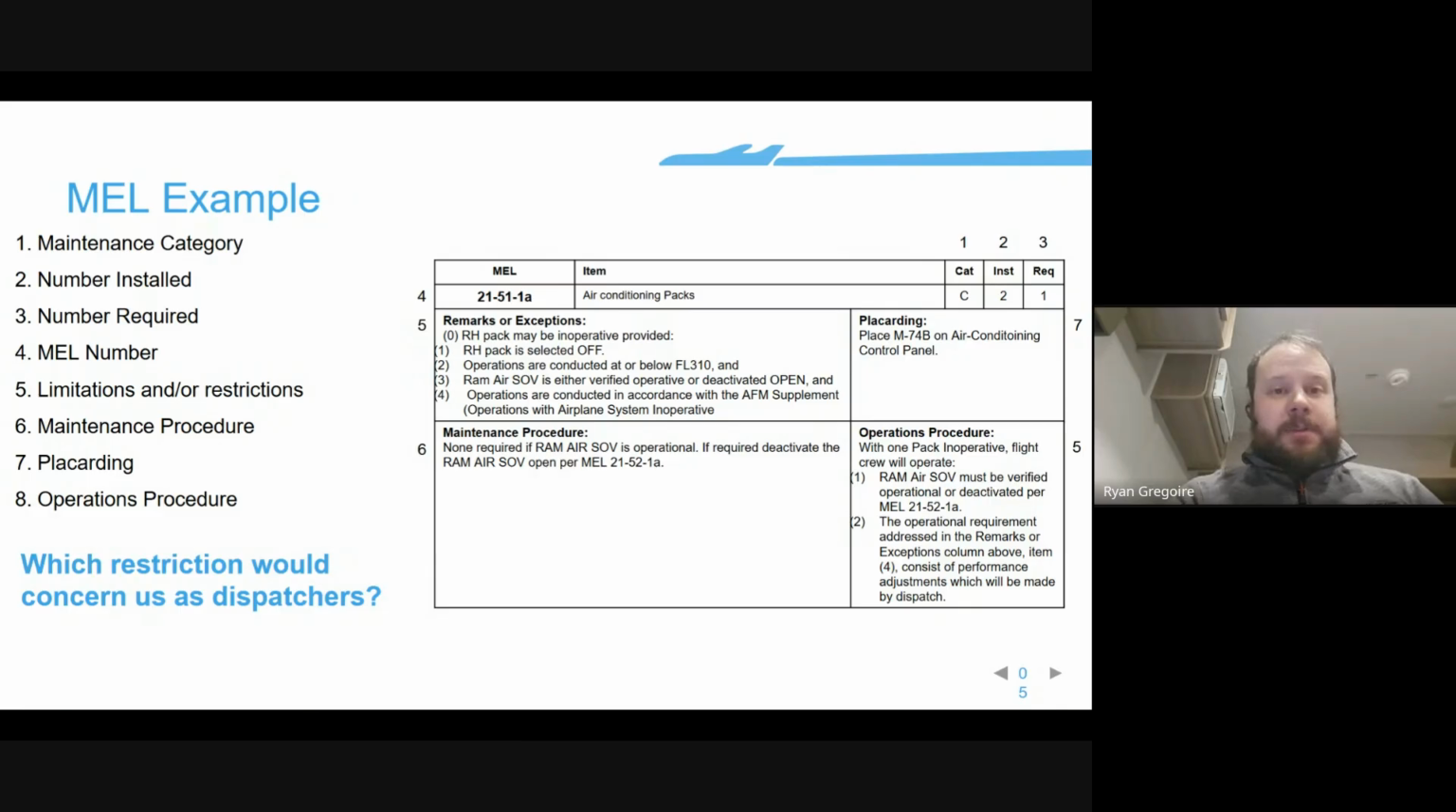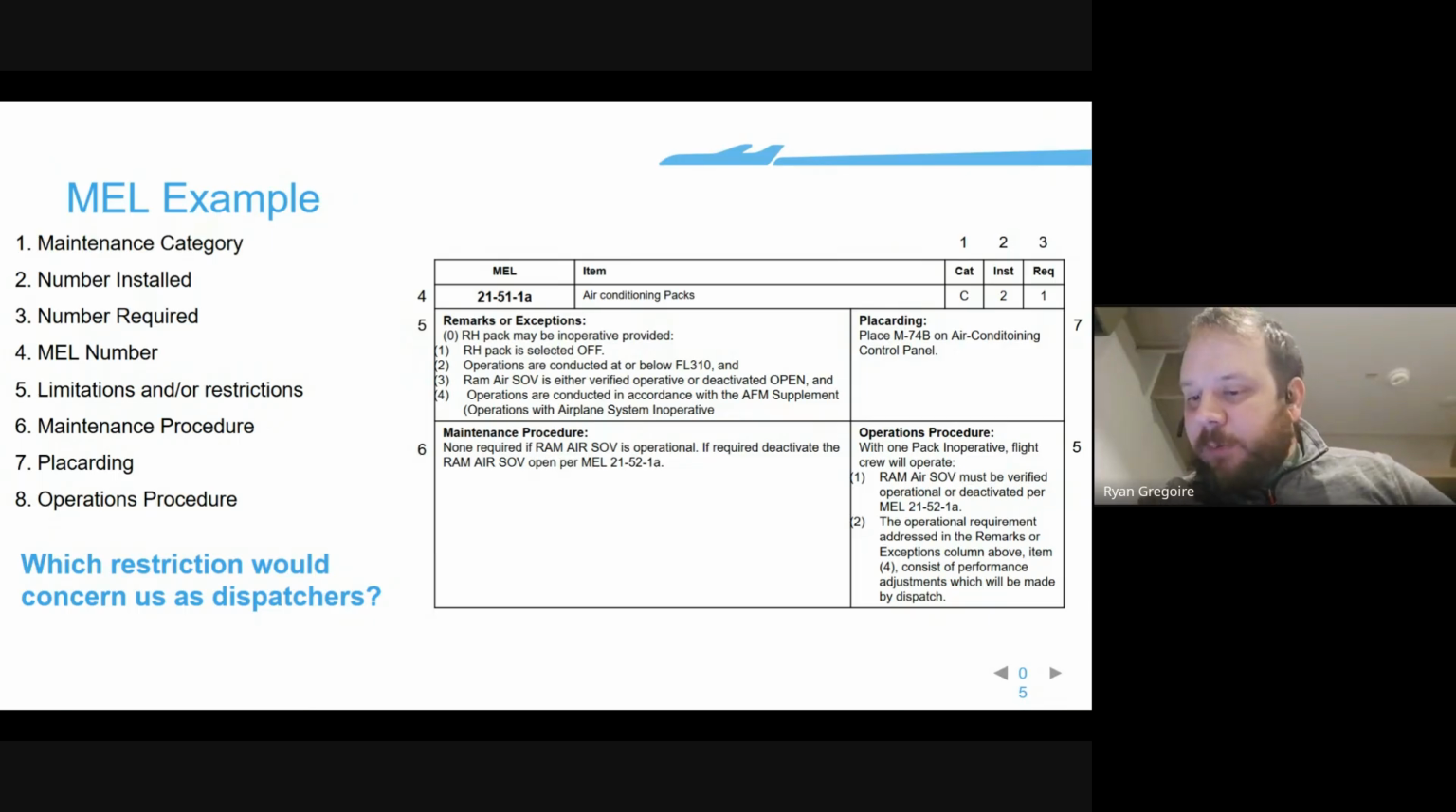Block 6 is the maintenance procedure. That is going to be telling the mechanic on the ground what they need to be doing in order to apply this MEL. So what would happen is, the pilots would call into maintenance control and say, hey, I'm getting an indication that the right-hand AC pack is inoperative. Maintenance control would send a mechanic out to the aircraft. The mechanic would look at it and say, yeah, for whatever reason, the right pack is inoperative. Maintenance control would say, okay, we are going to apply MEL 21-51-1 alpha, follow the procedures in the MEL. The mechanic would follow these procedures, and then the MEL would be applied, and then we could operate.